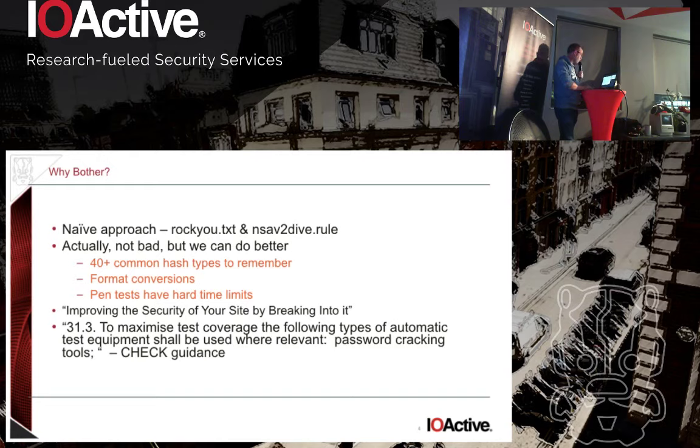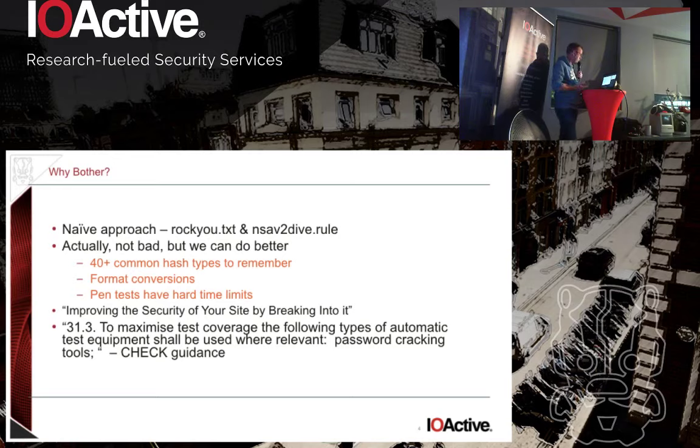So why have I bothered? Technically, the mathematical and naive approach gets you quite a long way. Just run rockyou with the best64 rule or something like that. That really does work quite well, especially for NTLM hashes. So that's not too bad, but we can do a lot better than that.